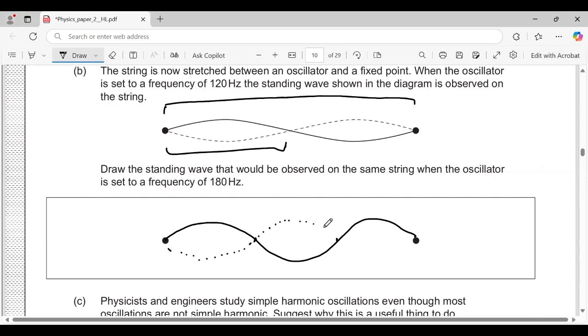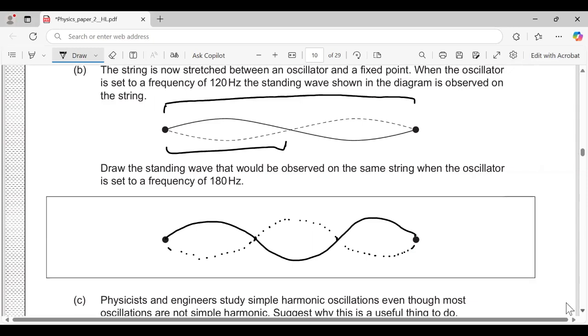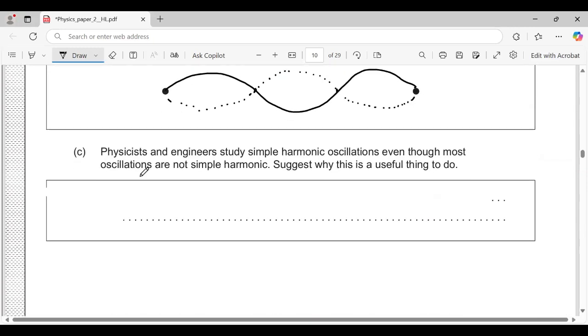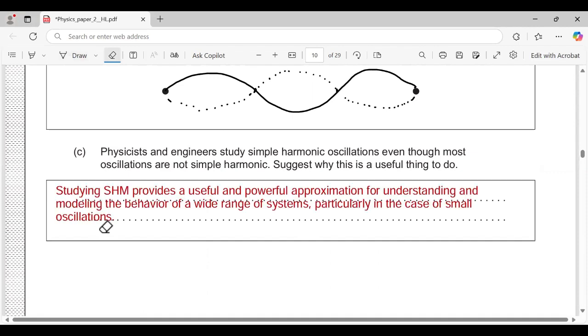You can fix by yourself for your own diagram. Okay, go on. Next. Physicists and engineers study simple harmonic oscillations, even though most oscillations are not simple harmonic. Suggest why this is a useful thing to do. I have provided my answer, this one. Okay, this is simple. SHM is simple harmonic motion.